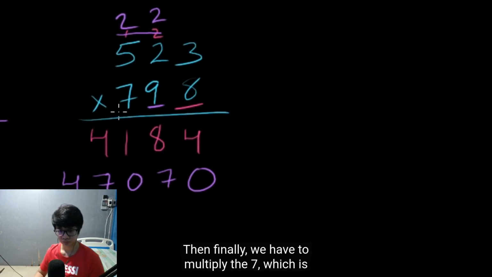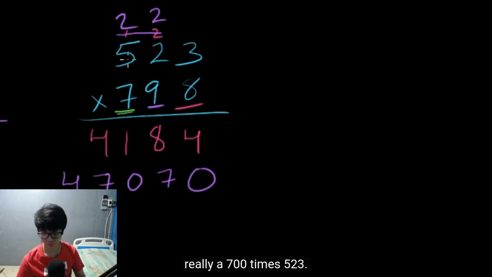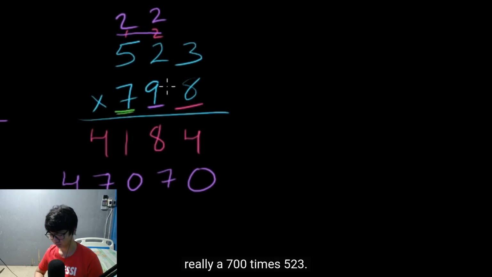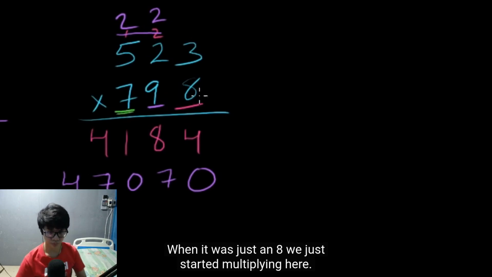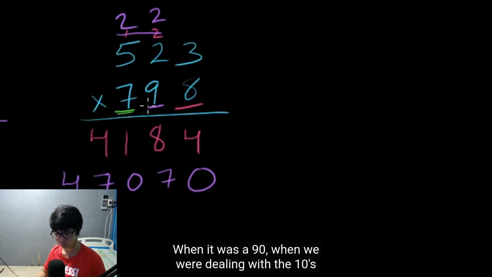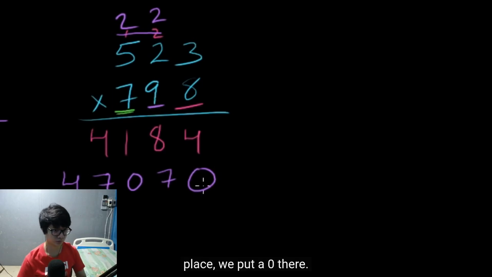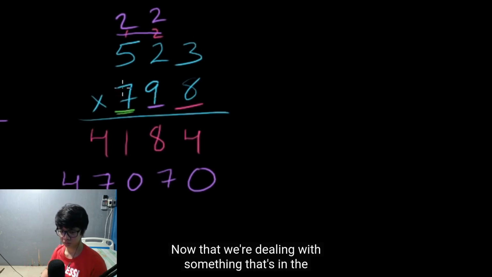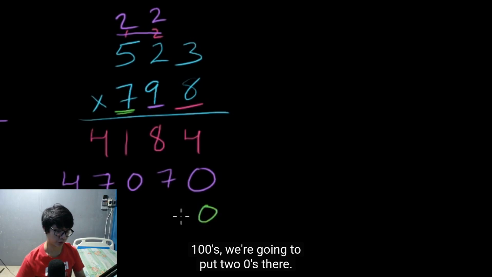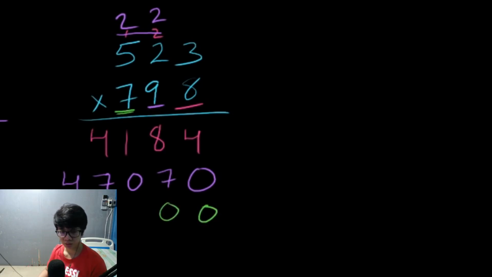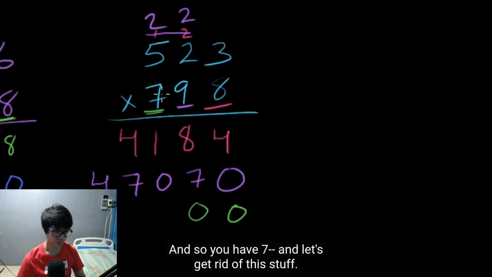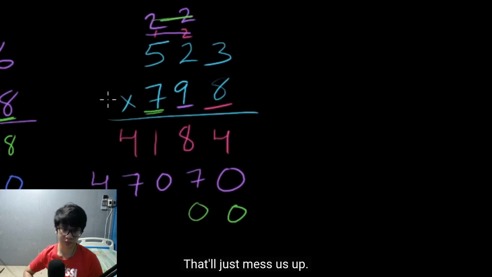Then finally, we have to multiply the 7, which is really 700, times 523. For a 90, when we were dealing with the tens place, we put a 0 there. Now that we're dealing with something in the hundreds, we're going to put two zeros there. Two zeros right there. And so you have 7, and let's get rid of this stuff. That'll just mess us up.